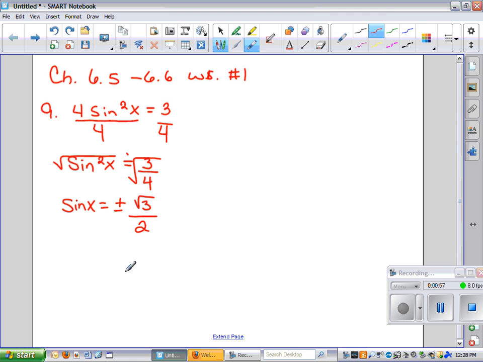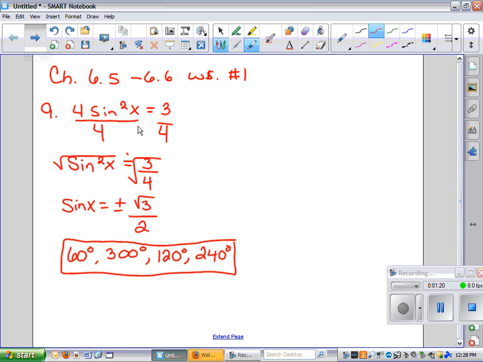So now we're going to look at our unit circle. Everywhere we find sine x to be positive or negative square root of 3/2, that's going to happen at 60 degrees, at 300 degrees, at 120 degrees, and at 240 degrees.